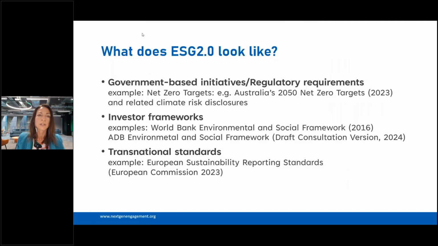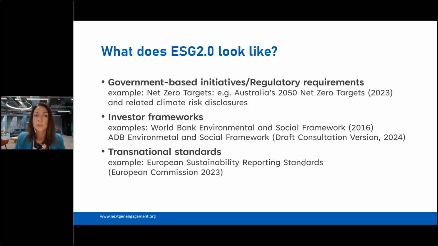So what does ESG 2.0 look like? What are the key things that are informing this? We're seeing now a number of government-based initiatives emerging, and those may include regulatory requirements. Many of these are spurred by climate action. As an example, just late last year, the Australian government set net zero targets to 2050. And right now, most Australian organizations are expecting that mandatory climate risk disclosures will be the regulation that follows.